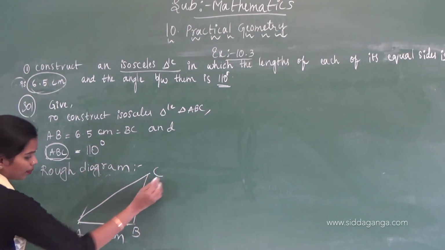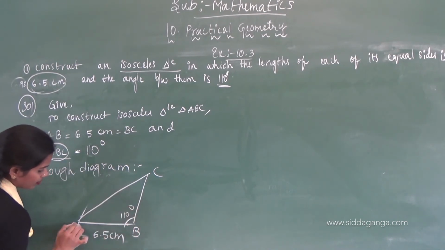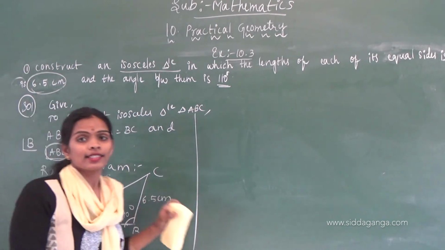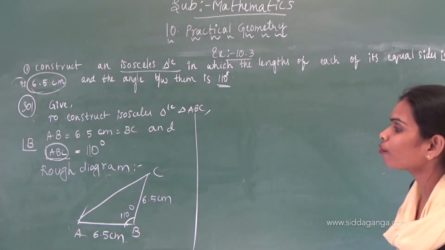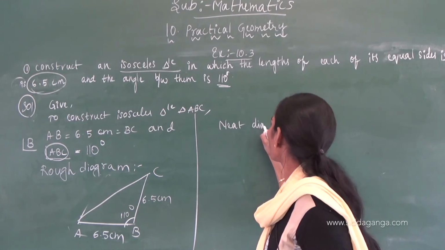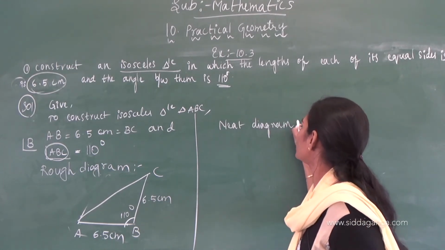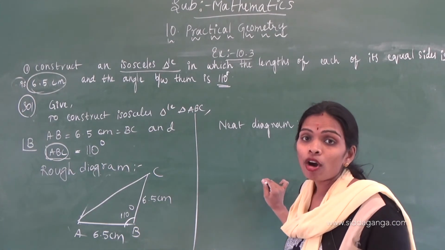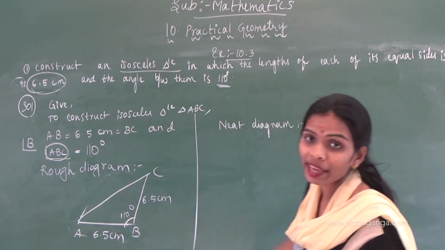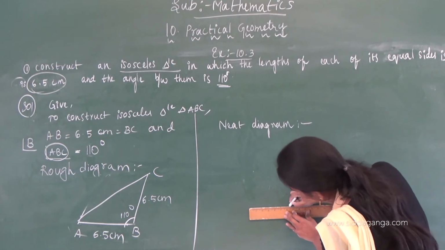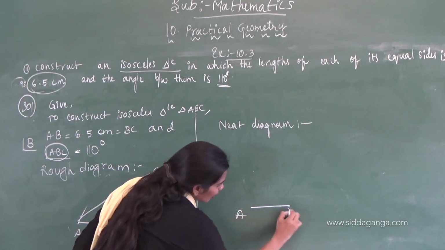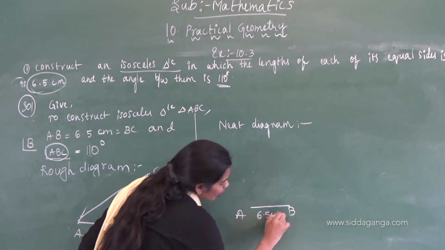Okay. This is 6.5 centimeters. This is 6.5 centimeters. And then what we have to do? We have to construct a neat diagram of triangle ABC. The triangle ABC is an isosceles obtuse angle triangle. First, the base what we have to take? AB we have to take as 6.5 centimeters.